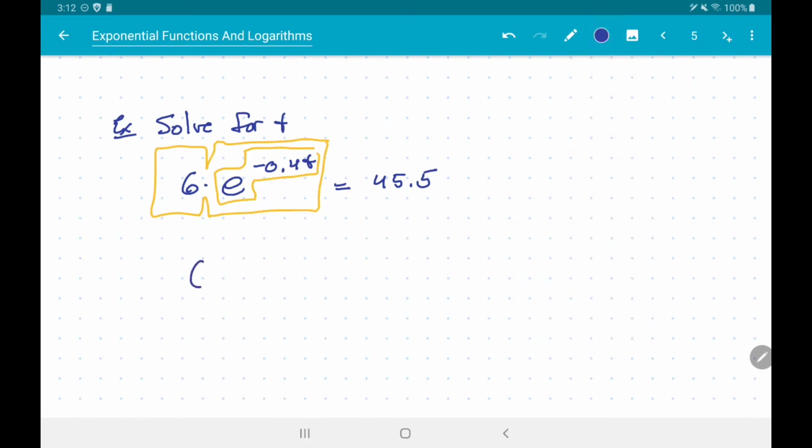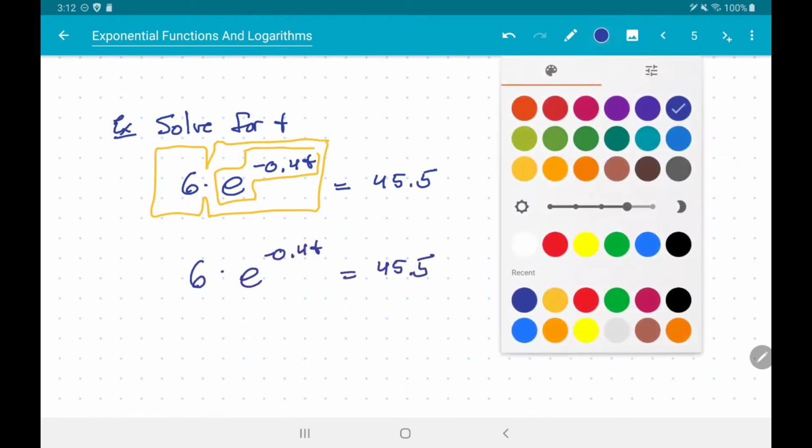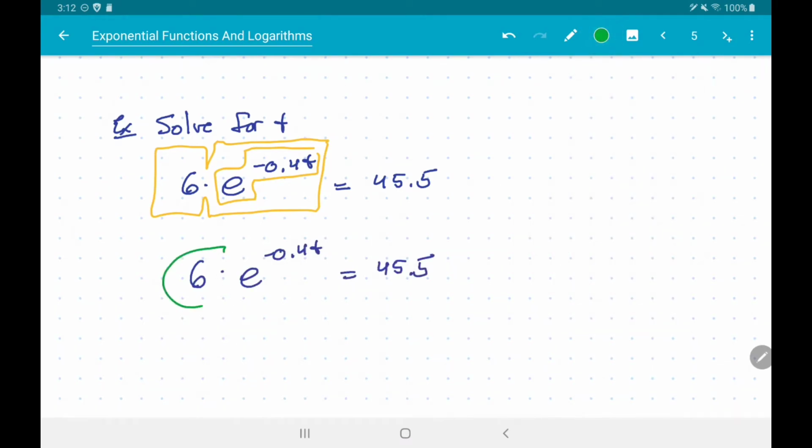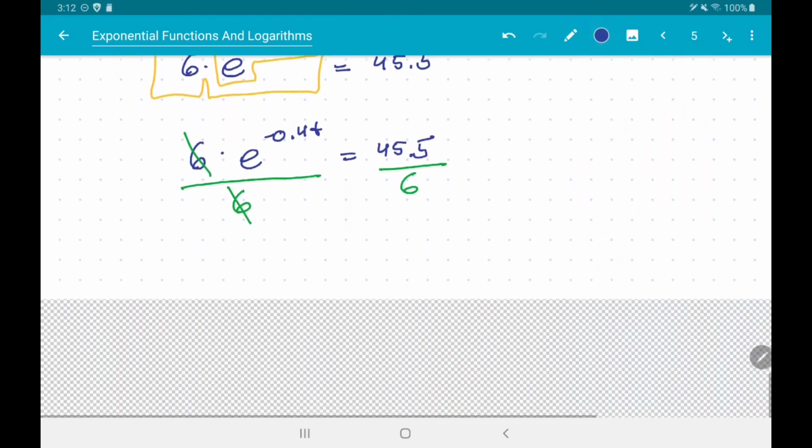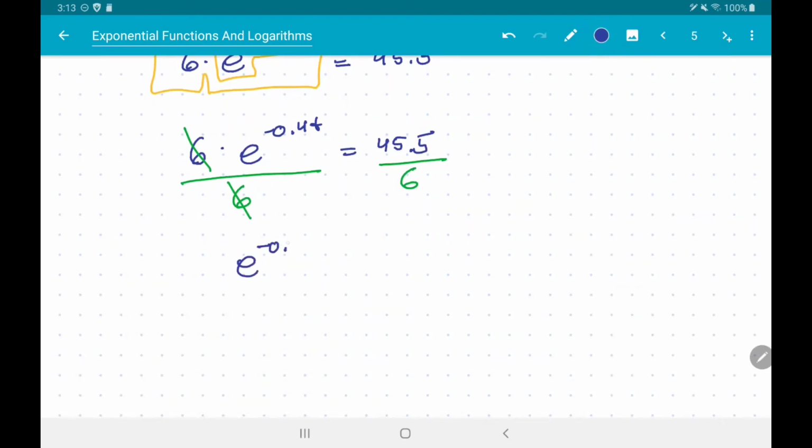So let me write this again. And to undo multiplication by 6, we need to divide by 6. So I'm going to divide both sides by 6. That will leave me with e to the negative 0.4t on the left equals 45.5 divided by 6 on the right. I'm going to leave this unevaluated and do all of the calculations together in a moment.